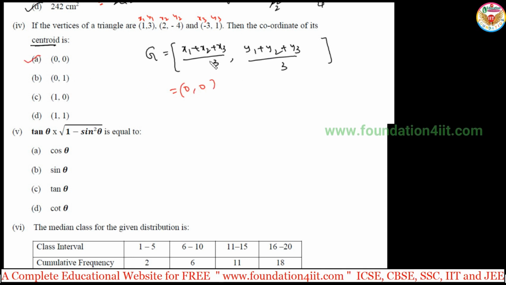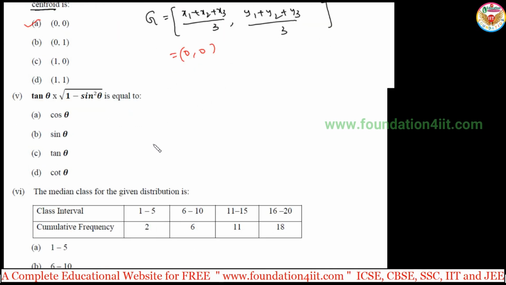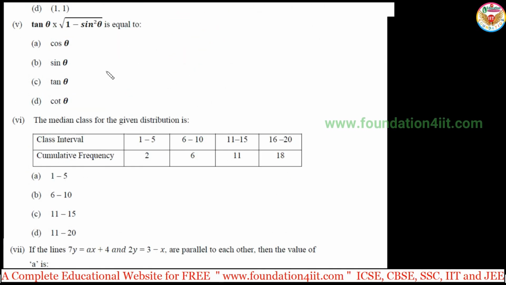The formula is (x1 + x2 + x3)/3, comma, (y1 + y2 + y3)/3. Sum of the x coordinates divided by 3, sum of the y coordinates divided by 3. So starting is x, followed by y. So option A.